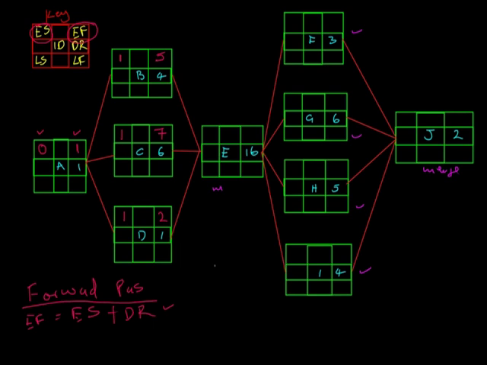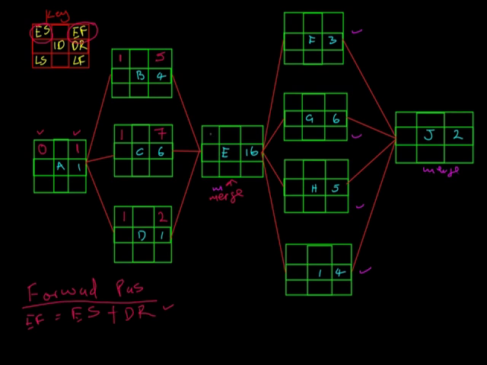Now remember, in our previous video we spoke about an activity called a merge activity. So we've got a merge activity here. We want to calculate the early start of a merge activity, and we know that the early start of any activity is equal to the early finish of the preceding activity. But the thing with the merge activity is that it has more than one preceding activity, or more than one activity that comes before it.